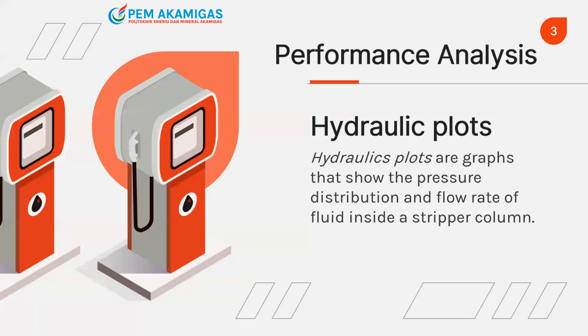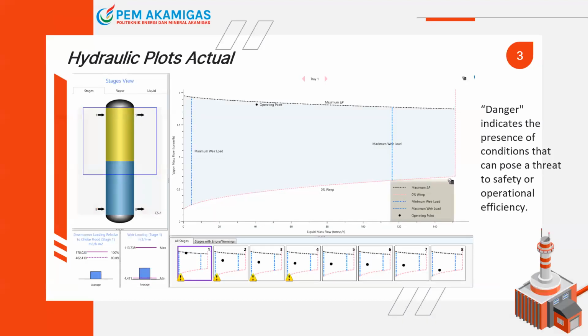Okay, let's go to my analysis, which is to find out the weeping and flooding condition. We can use the hydraulic plot on the HYSYS. This is the result of the actual condition.